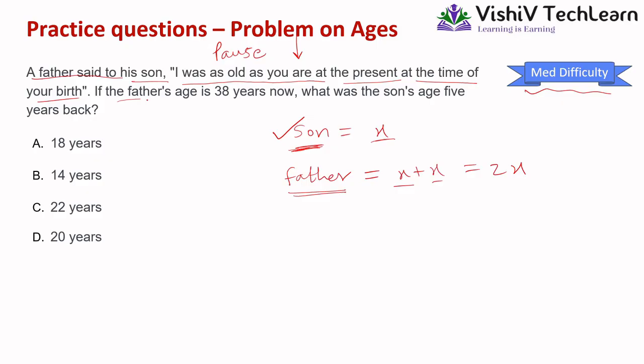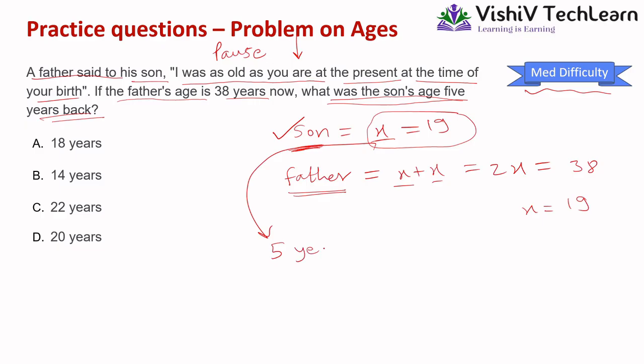Now one more condition is there. If the father's age is 38 years as of now, what was the son's age 5 years back? Okay, present age is 38, so 2x is 38, x would be 19. And what was the son's age 5 years back? Presently it is 19 years, but 5 years back it should be x minus 5, that is 19 minus 5, which is 14 years. So 14 years must be the correct answer, which is option B.